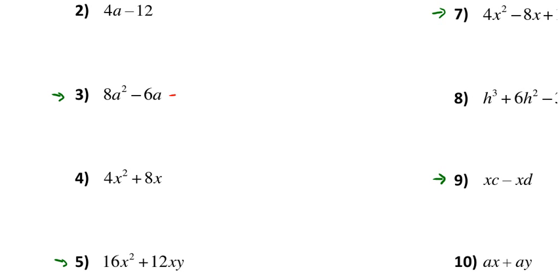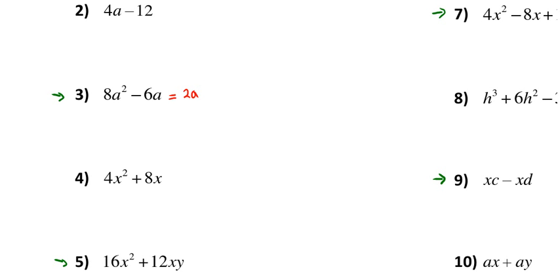What does 8a squared have in common with 6a? There's definitely an a in common because both of them have a. This has two a's, but this has only one, so the maximum that they have in common is 1a. And then what is there in common between the 8 and the 6? There is only a 2 in common between these two numbers. So the GCF should be 2a.